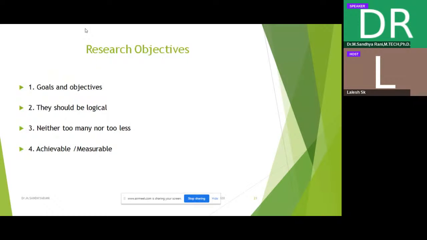These are my objectives. These are my problems. So I will have to find out a solution for this problem. Research objectives should have certain goals and objectives. Now, a question arises: what is the difference between goals and objectives? I will come to these goals and objectives later.